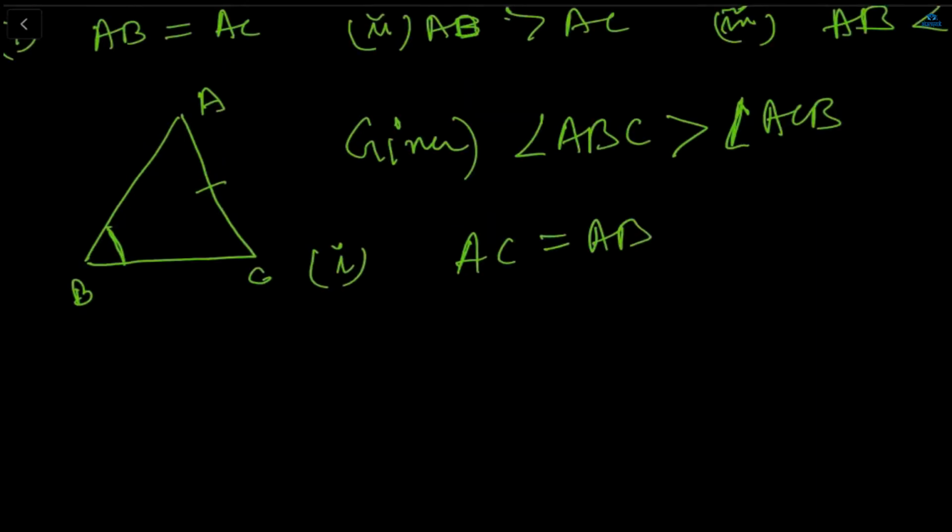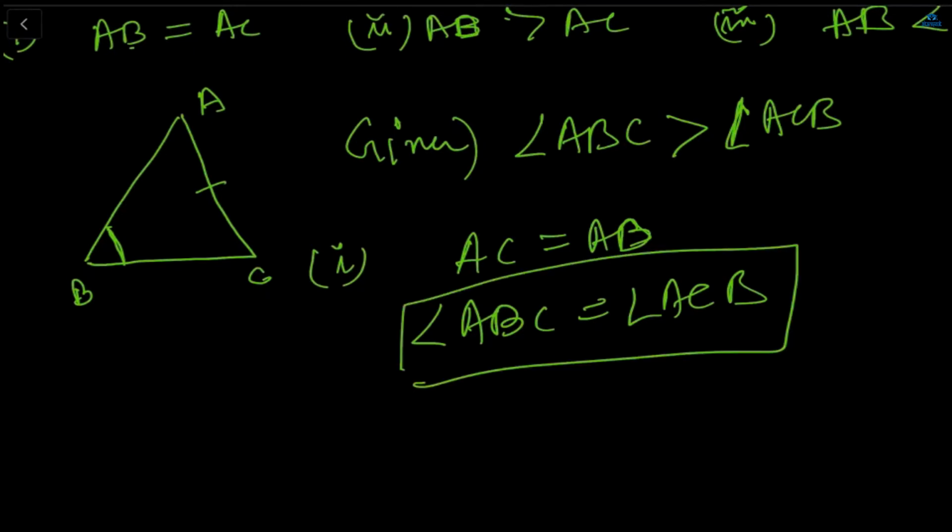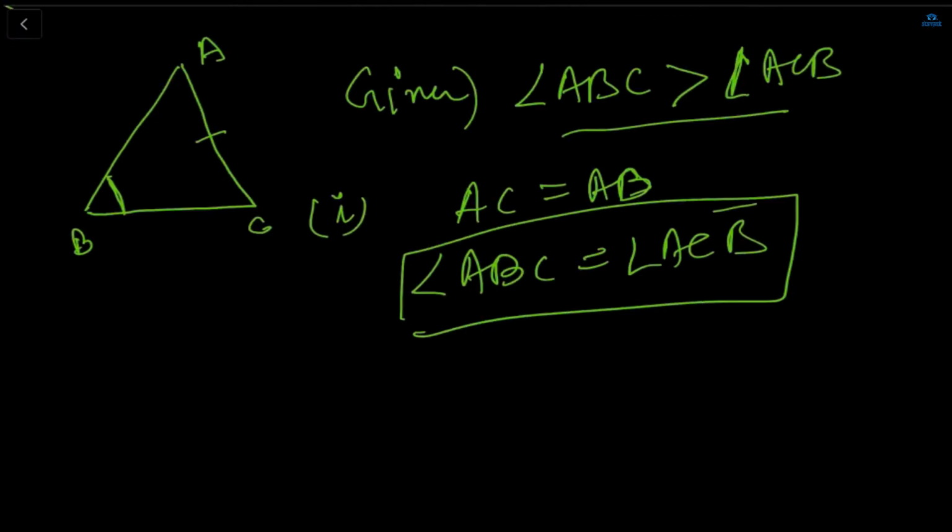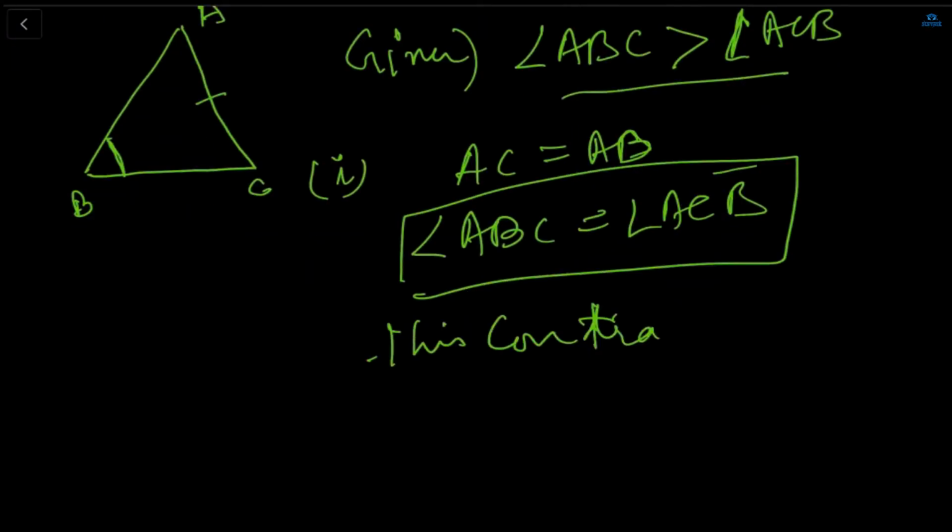Yes, it's given. So if AC is equal to AB, therefore the angles should also be equal. Angle ABC should be equal to angle ACB, since angles opposite to equal sides of a triangle are equal. But this contradicts the given condition. The given condition is this. So we can write this contradicts the given condition.